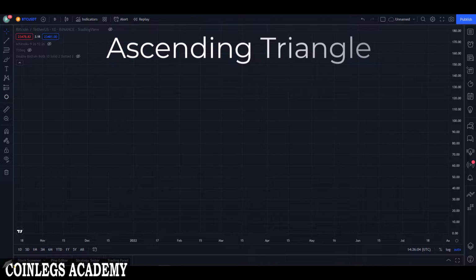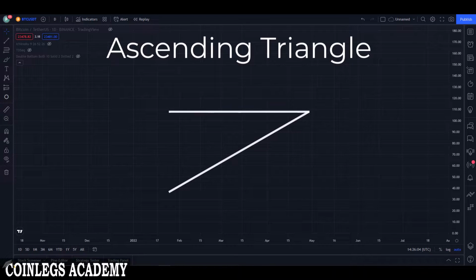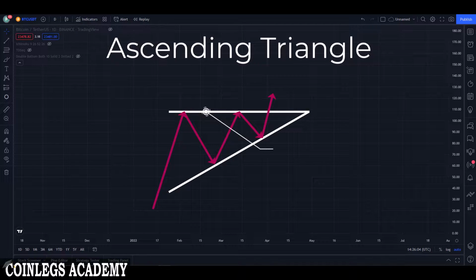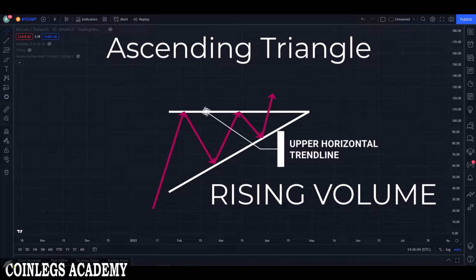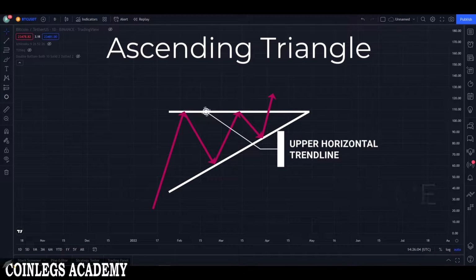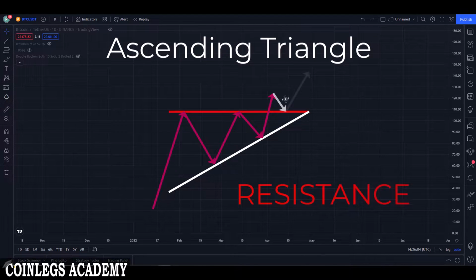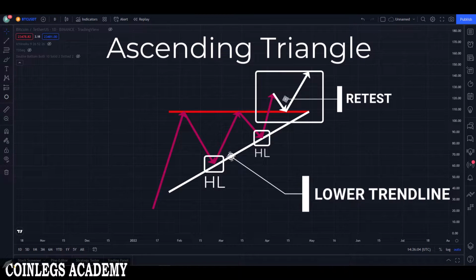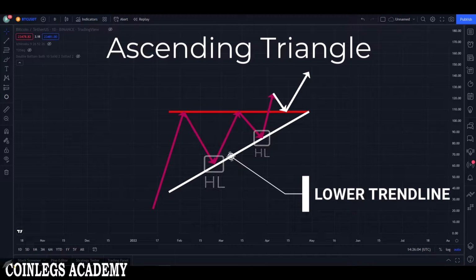First, ascending pattern. An ascending triangle is a breakout pattern that forms when the price reaches the upper horizontal trend line with rising volume. The upper trend line must be horizontal, indicating nearly identical highs, which form a resistance level. The lower trend line is rising diagonally, indicating higher lows as buyers patiently step up their bids.